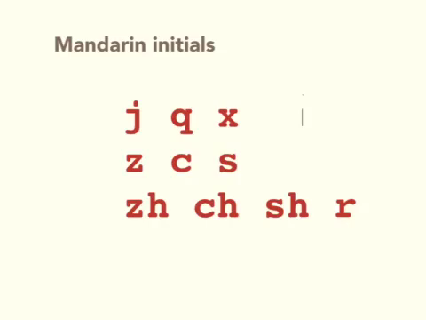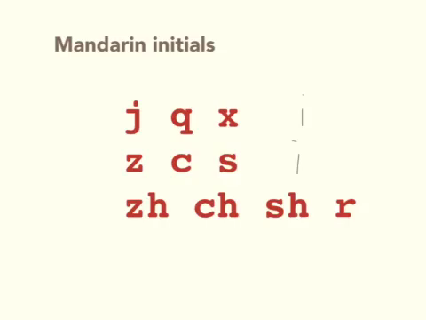Next row here is zi, ci, si. This is another kind of tricky one. It's also followed by an I, but here we have a difference. The top row is pronounced E. The second row is going to be pronounced Z, C, S, even though it's still spelled the same with an I. Z is kind of like a DZ. C is kind of like a TS, like in cats. And then S is just like an S.